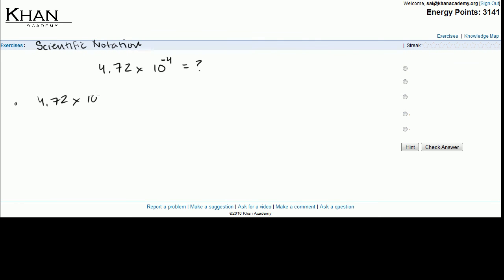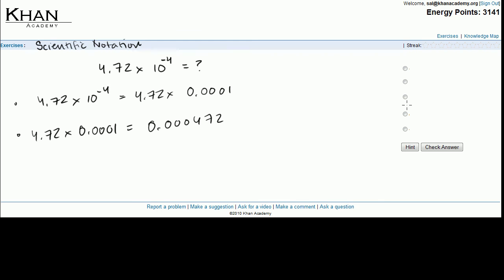So if this is a negative 4, the first hint is, we could say it this way. 4.72 times 10 to the negative 4. And if you want, you could color code 10 to the negative 4. But if it's too much trouble, don't worry about it right now. Which would be equal to 4.72 times 10 to the negative 4 is 0.0001. And the next hint is 4.72 times 0.0001 is equal to 0.000472.